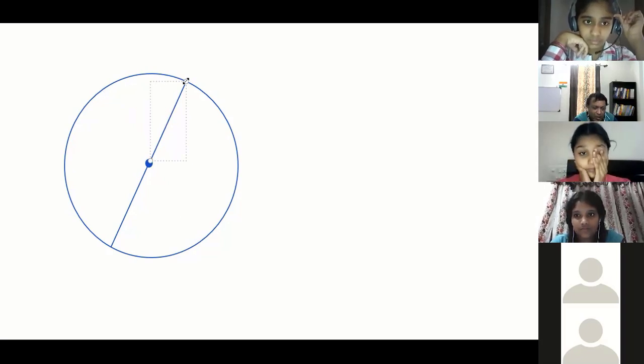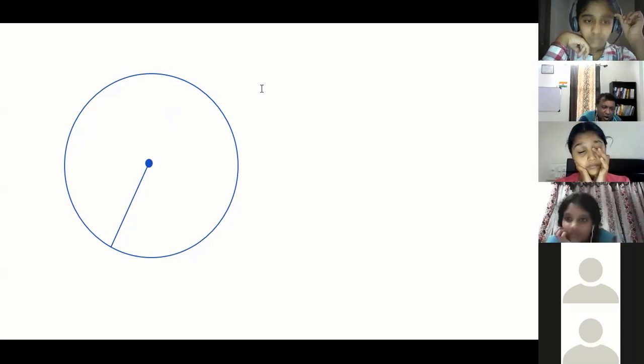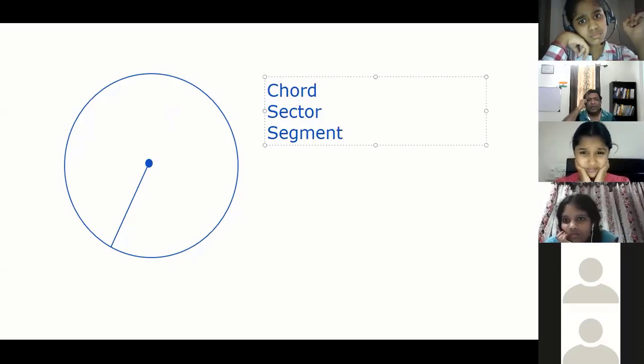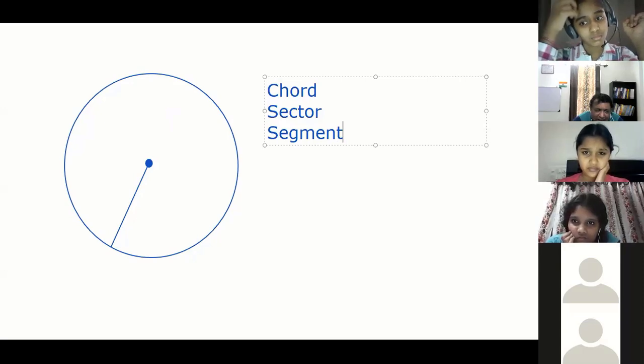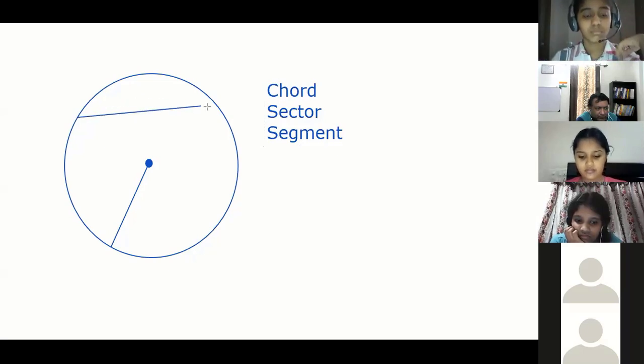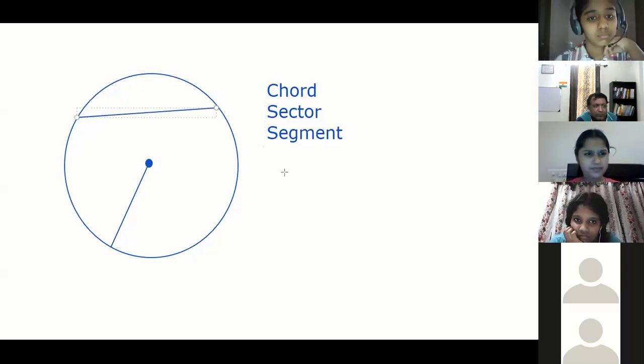But now, I'm going to explain one more thing. Who will explain these three terms: chord, sector, segment? What is a chord of a circle, a sector of a circle, and a segment of a circle? Who wants to explain? Sir, I want to explain chord. Yes, Gauri, please. A chord of a circle is a straight line segment whose endpoints both lie on the circle, on the circumference of the circle.